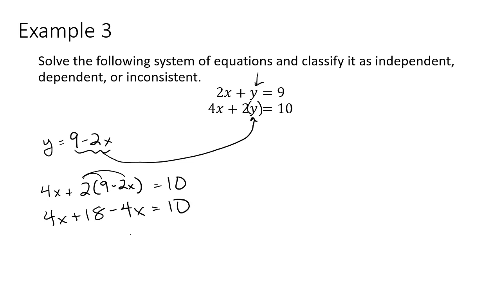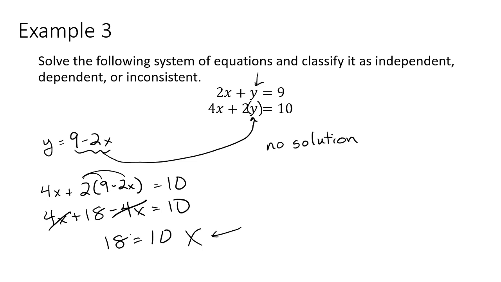All right, from here we've got one equation with one unknown. What happens this time around, however, is that we've got a 4x minus a 4x. Those cancel each other out, and what we get is 18 is equal to 10, which is just not a true statement. 18 is not equal to 10.